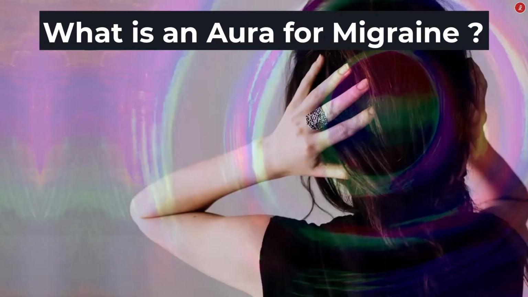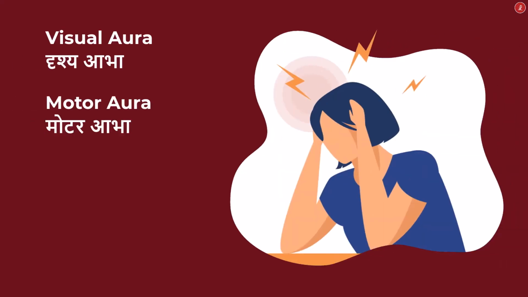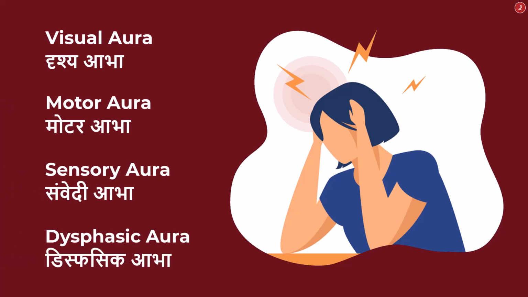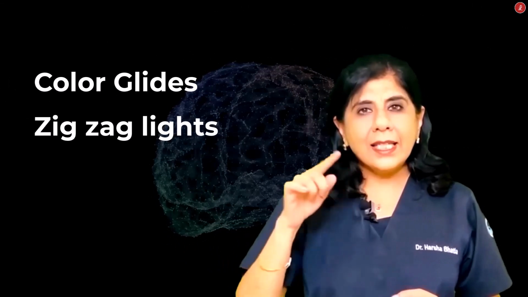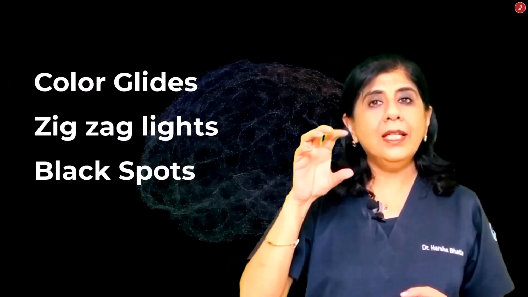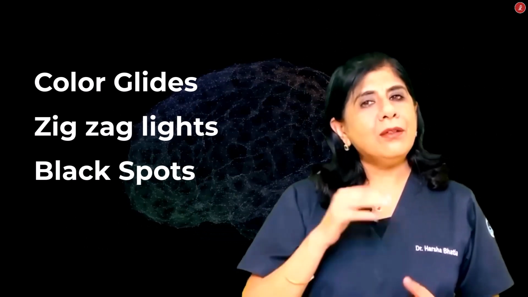What is an aura? Aura is a premonitory thing, or a warning thing which happens before a migraine. It can be of a few types: visual aura, motor aura, sensory aura, or an aphasic or dysphasic aura. What does a visual aura mean? Visual aura means before the headache starts, we see colored lights, zigzag lights, or black spots in front of the eye, which can last from 15 minutes to 1 hour, and then is followed by a headache. There are a few cases in which you can have just an aura not followed by a headache.